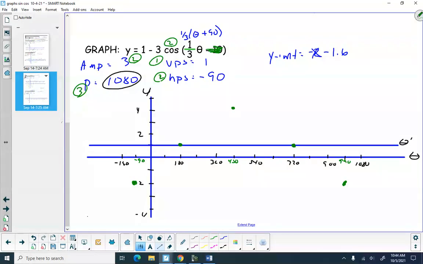If we take a look at our y-intercept, the -1.6, here's our -1.6. We should have a nice flow of our graph through those points.